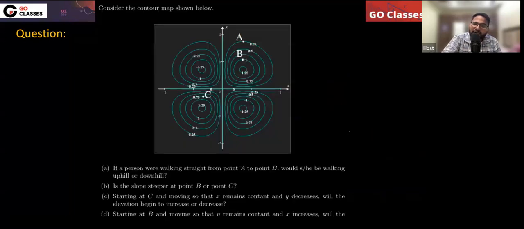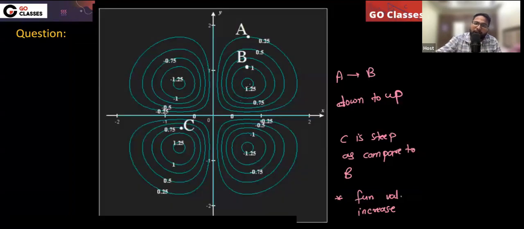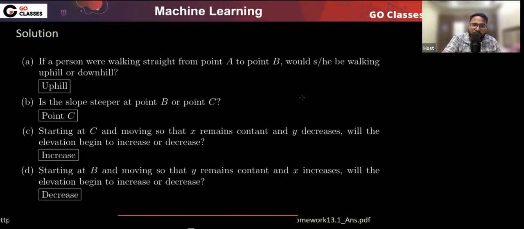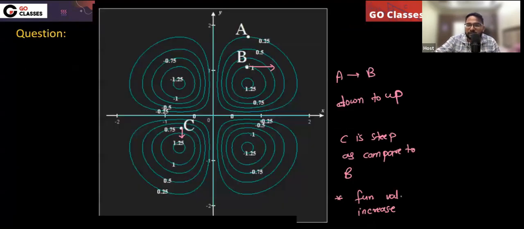Starting at B and moving so that Y remains constant and X increases. So basically you are going like this. Tell me, will the function value be increasing or decreasing? It will be decreasing, right? So these are the answers: it will decrease, increase, point C and uphill. How is it decreasing? Because this is 1 here and this is 0.5 here. If you go in this direction, then it will be decreasing.